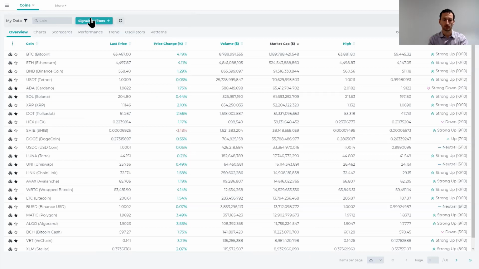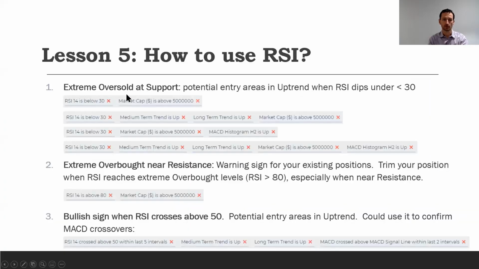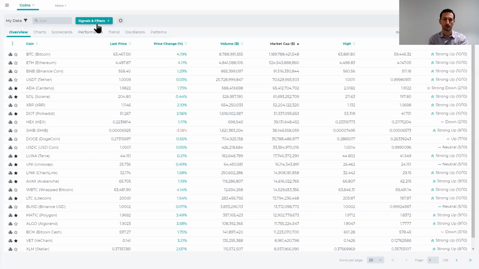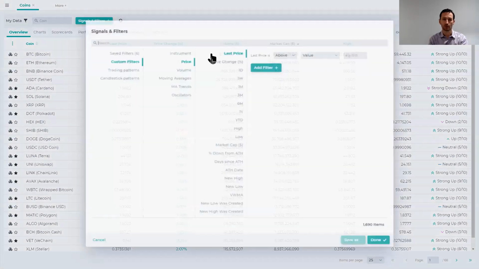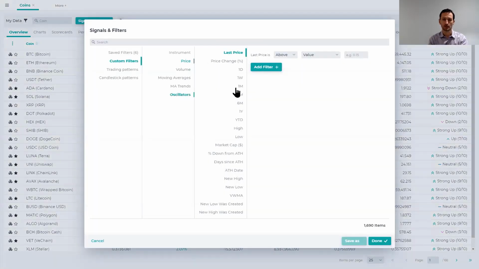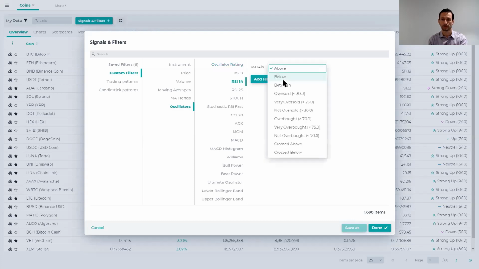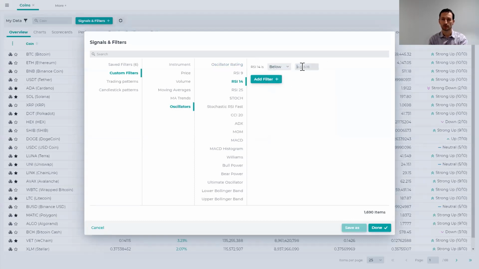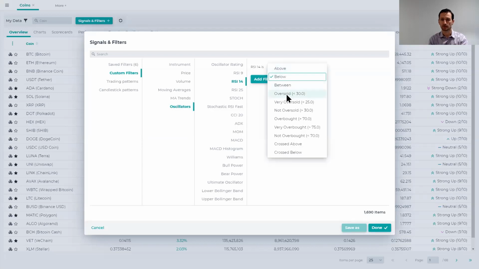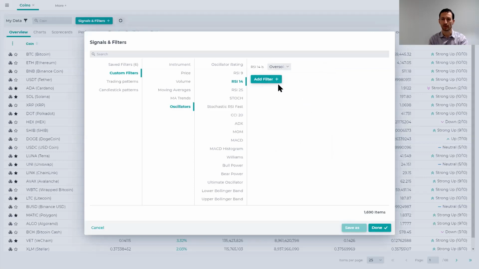So here I mentioned, let's start with a very basic one. RSI below 30. Let's see what we get. We may have to adjust that to RSI below 40. So we go to the screener. By the way, we have a lot of presets here. In fact, one of them is oversold under 30. So you may even just use that.